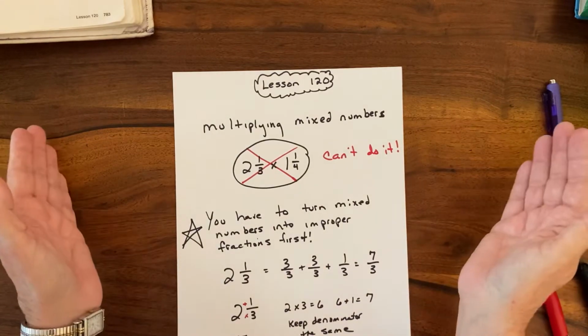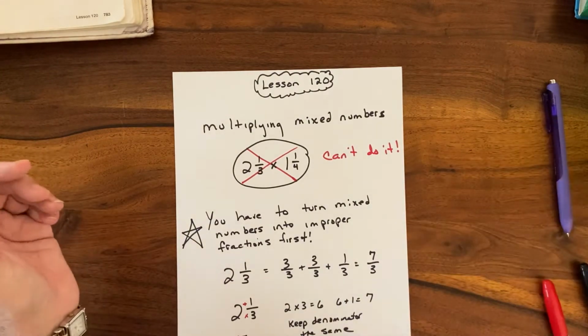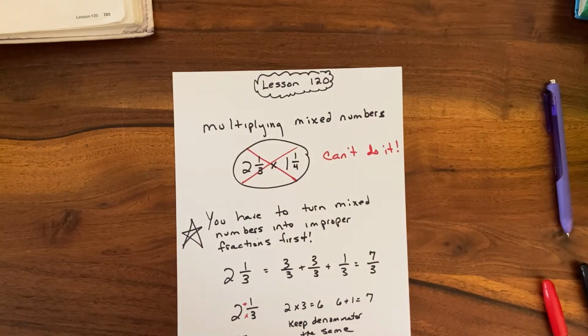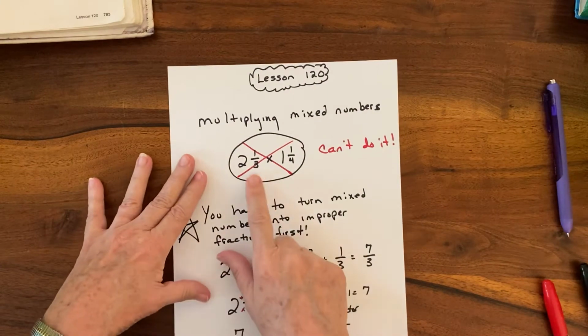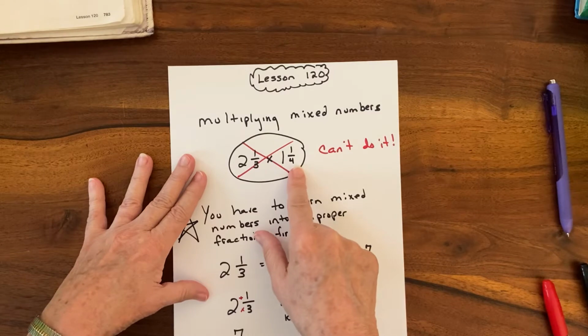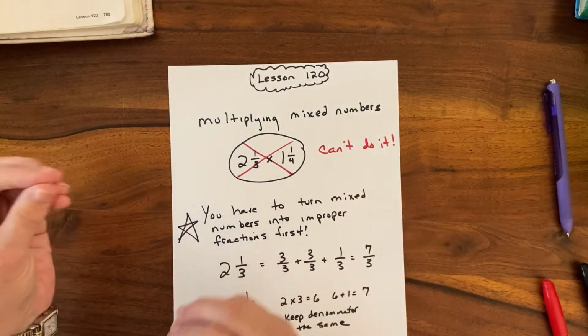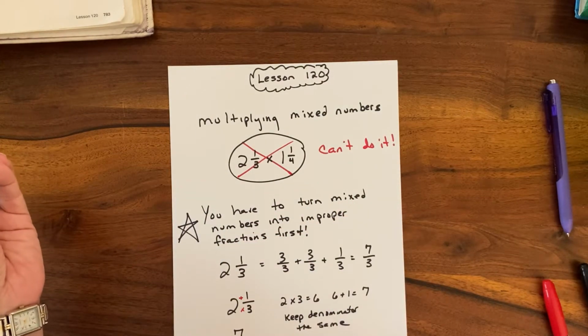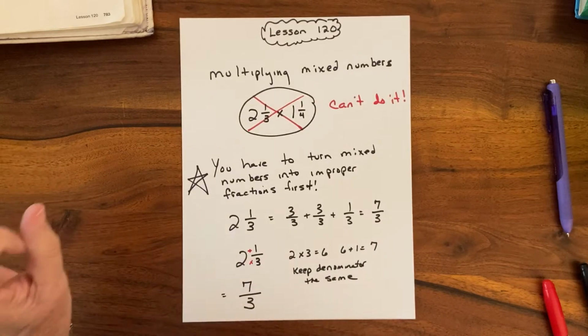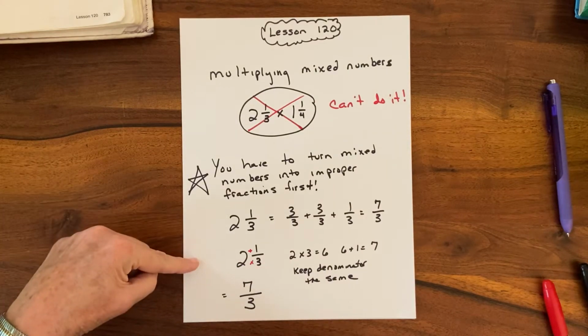Okay, so you're multiplying mixed numbers. The trick to this is you can't do it. So this whole lesson's for nothing. No, not really. You have to change these to improper fractions. You cannot multiply mixed numbers as they are, okay? So you have to turn them into improper fractions.